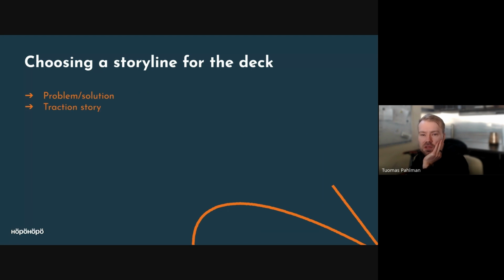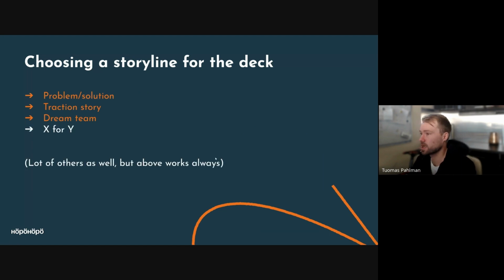So one of the important things of your pitch deck is to create a storyline, and two basic ways to do it are either the problem-solution pair or the traction story, and a third one is a dream theme if you're serial founders who know the industry. There are some others, but I would always choose the problem solution. If you don't have a traction story or dream theme story, I would always choose the problem solution, make it really clear for the investors what you're doing.